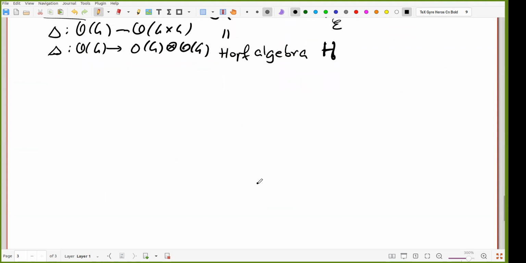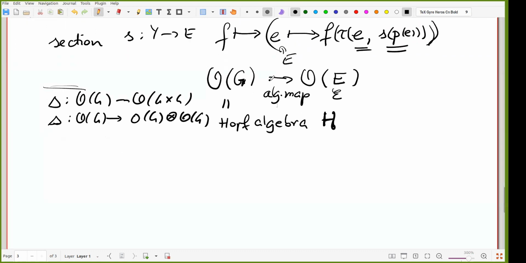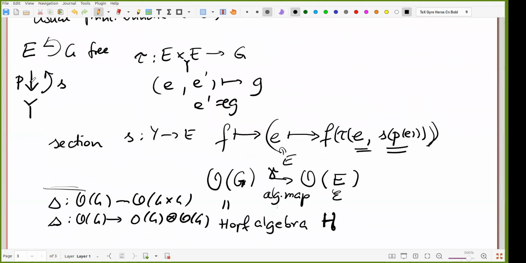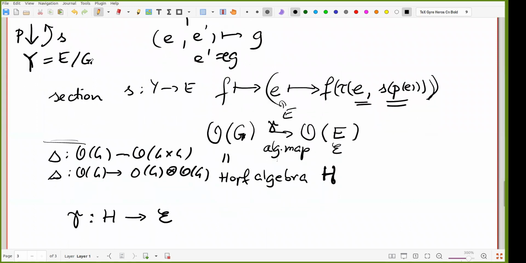So basically, we have a map of algebras, an algebra map, from O of G to O of V, and call it gamma. So basically we have a map gamma from a Hopf algebra to something which should be the algebra of the total space E, and then this Y is basically E mod G. So functions on the classes are invariant functions with respect to G.